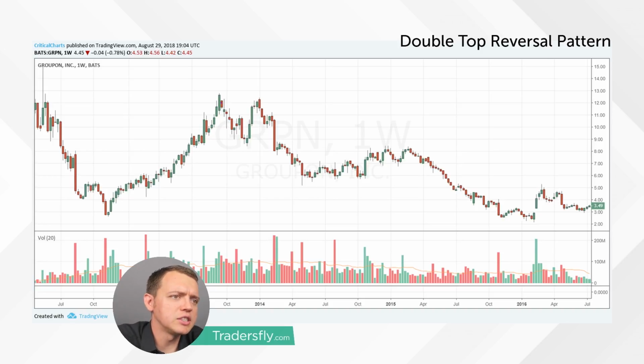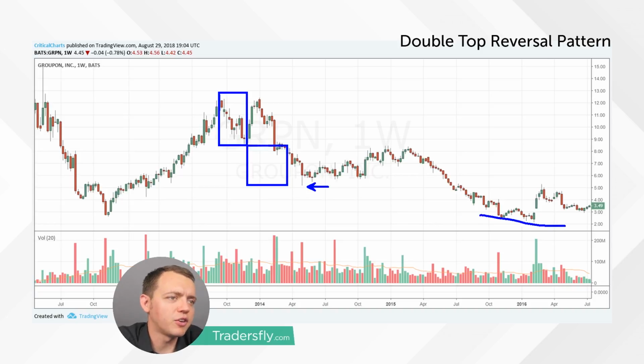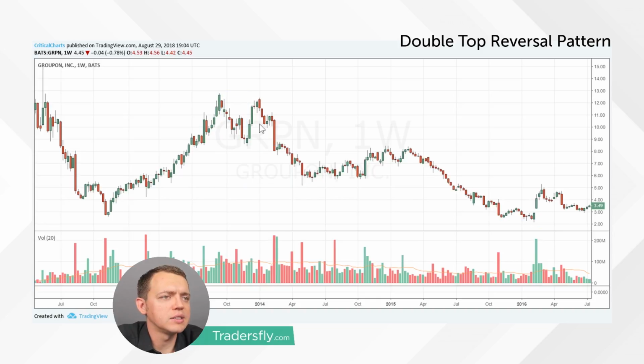As far as our distance goes, you can see the distance from here to here, and then you take that and you can see the projection will go there. Now, Groupon actually ended up going much lower than that, but as far as that pattern goes, you should expect a little bit lower, but it didn't work out in this case and scenario.